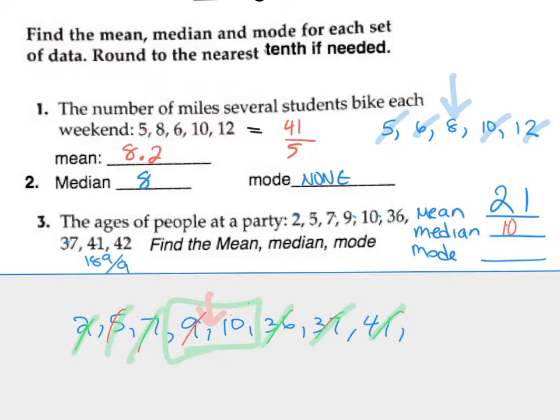Is there a mode for this? No. There is no mode. Again, remember that mode means most often repeated. So if I had an additional 37 thrown in, then 37 would have been the mode.